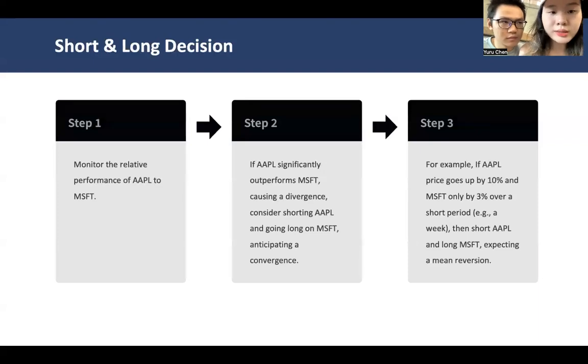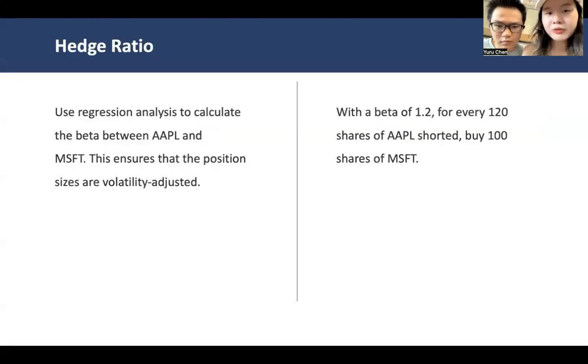Also, for the short long decision, we first monitor the relative performance of Apple to Microsoft. If Apple significantly outperforms Microsoft, which causes a divergence, we can consider shorting Apple and going long on Microsoft. For example, if Apple's price goes up by 10% and Microsoft only goes up by 3%, we might anticipate a mean reversion. In this case, we can short Apple and long Microsoft.